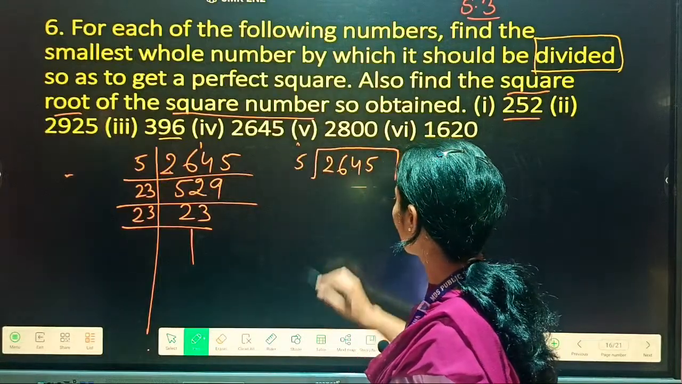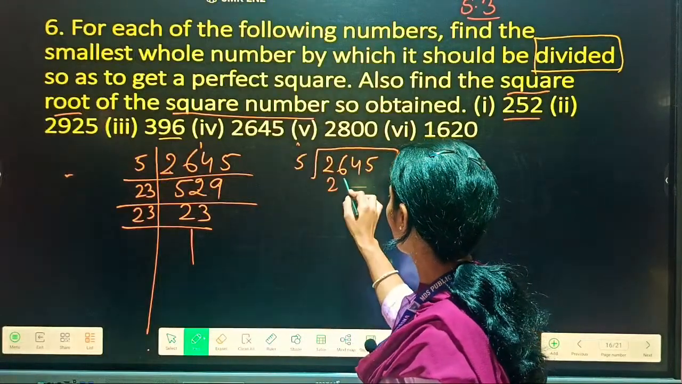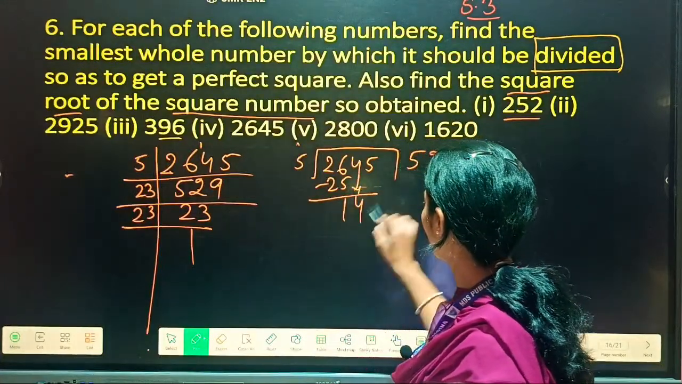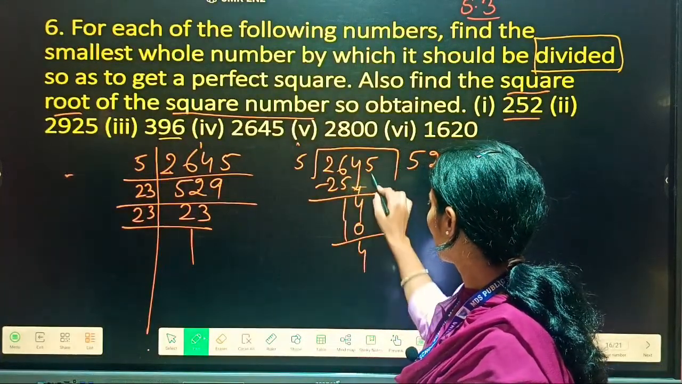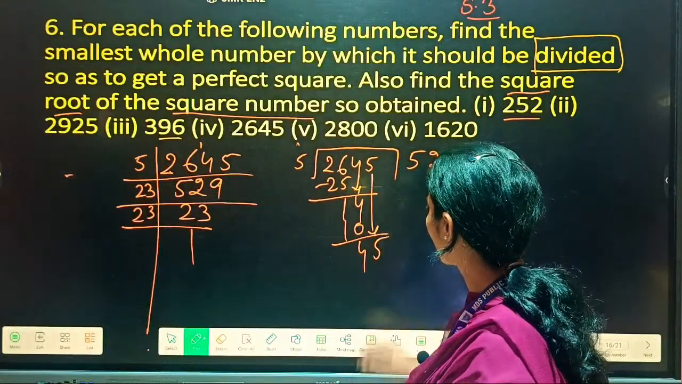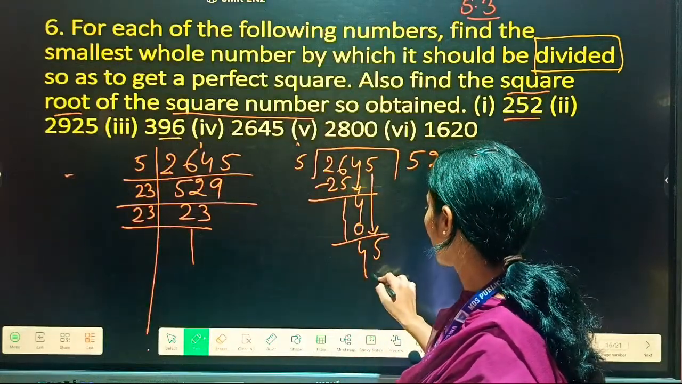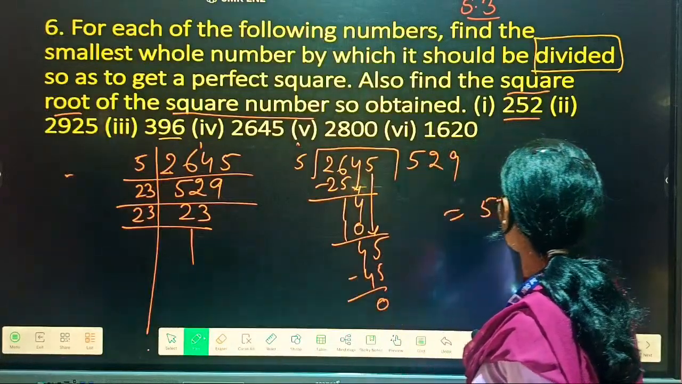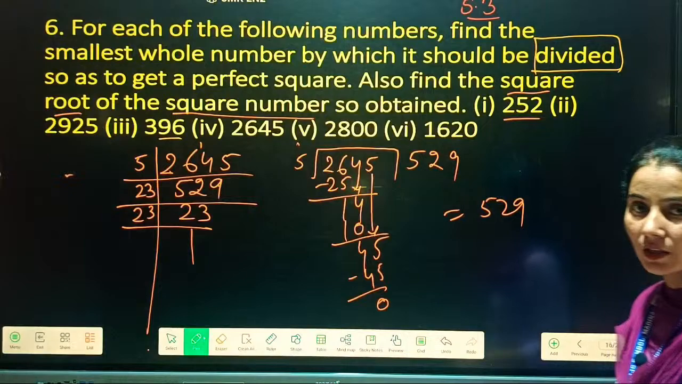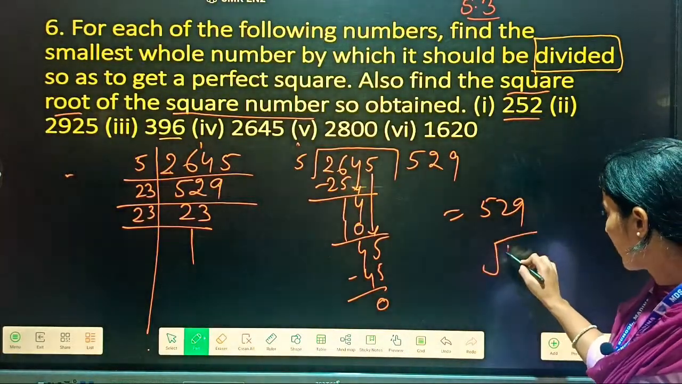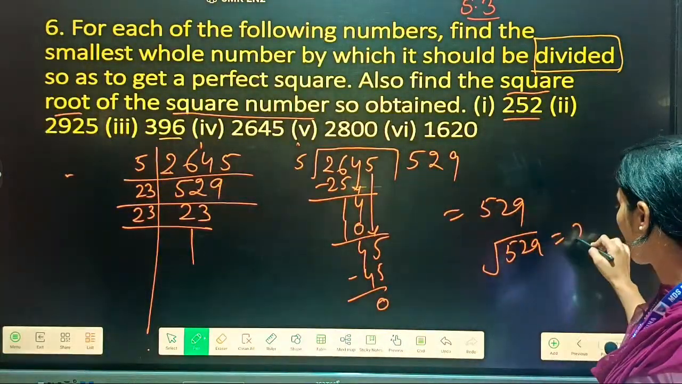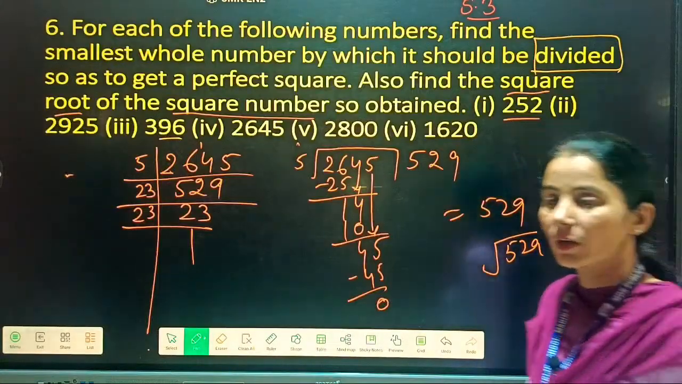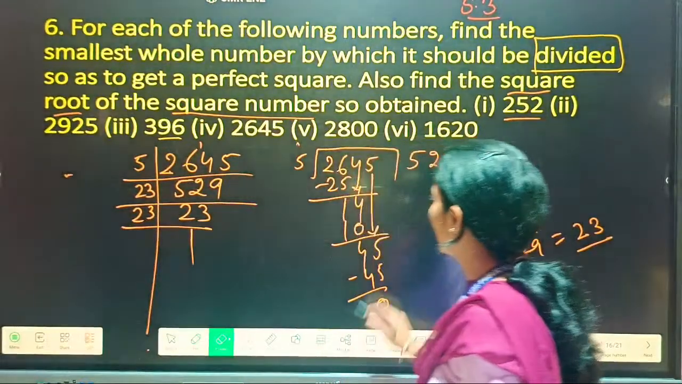Divide it by 5. 5 5s are 25. Then 1, carry down this 4. 5 2s are 10. Then 4, further carry down this 5. 5 9s are 45. What we got? 529. And also find the square root of the number obtained. 529, its square root will be 23. What will be the square root of this number? 23. Let us do next.